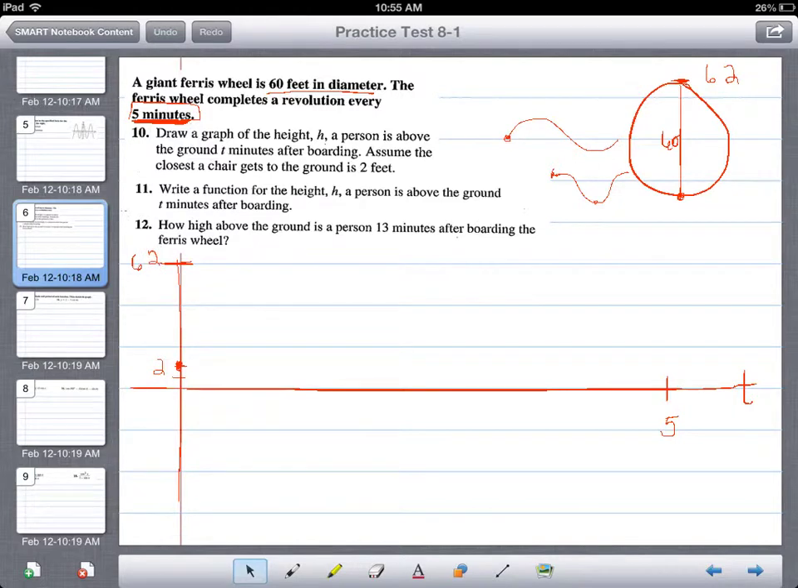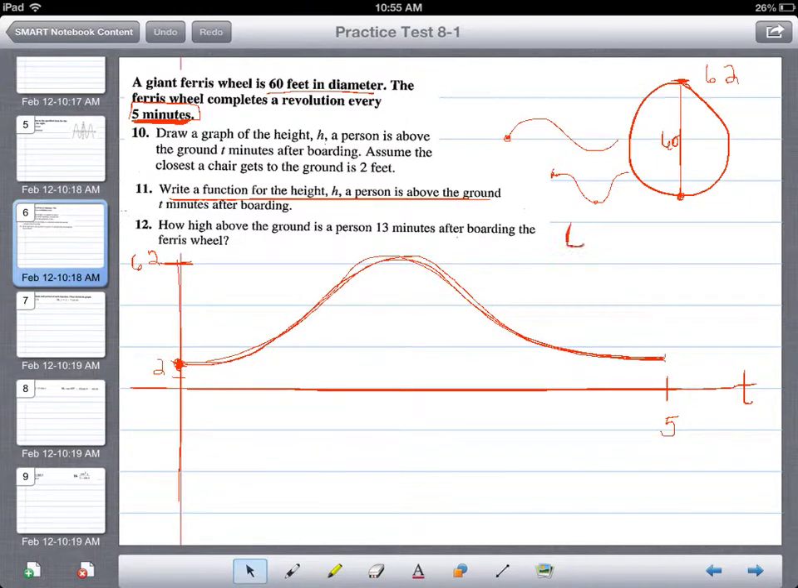Alright, so starting at the bottom of the ground, and then we're going to reach the height halfway through, and then we are going to go back down to the ground and get off after 5 minutes. So this is looking like an inverted cosine curve where we're starting at the bottom of the valley, go to the top of the hill, and then the bottom of the valley again. Okay, now it says in 11, write a function for height that a person is above the ground t minutes after boarding. So what it's really saying is we need to find the equation of this cosine curve.